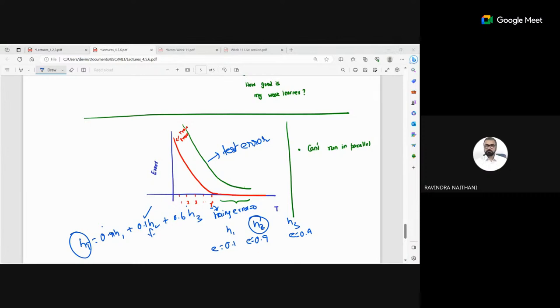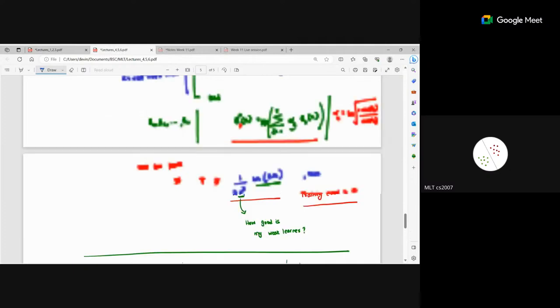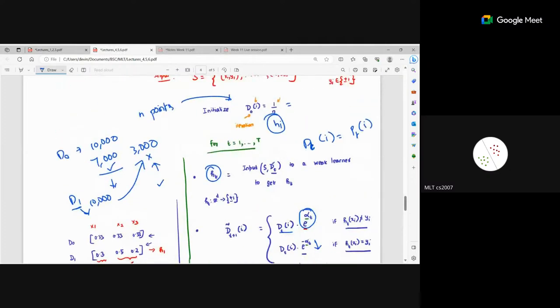And one more thing, it is written that AdaBoost cannot run in parallel. If you look at this AdaBoost algorithm, based on H0 only, you can build H1, because the correct classification or misclassification of H0 decides H1. From H1 only you'll build H2, and from H2 only you'll build H3, so you cannot run them in parallel. But for the bagging algorithm, you can run them in parallel, because the models are not related, and at the end you take the average.